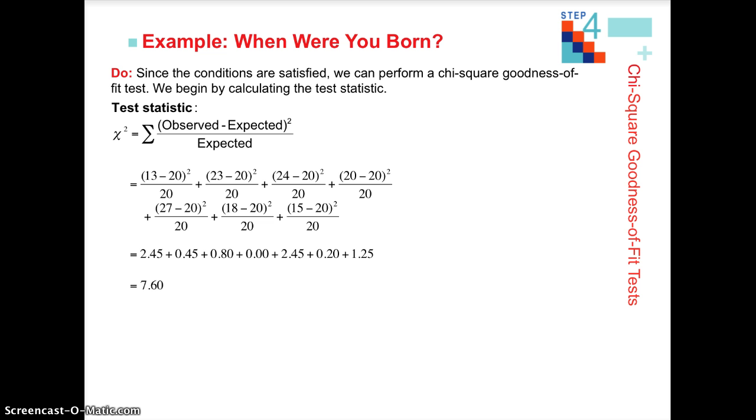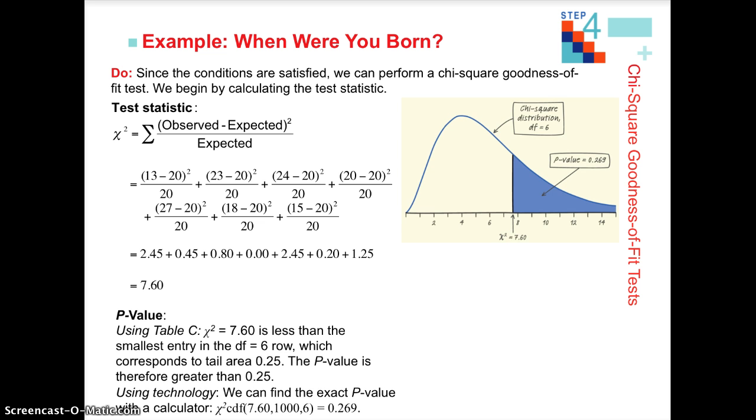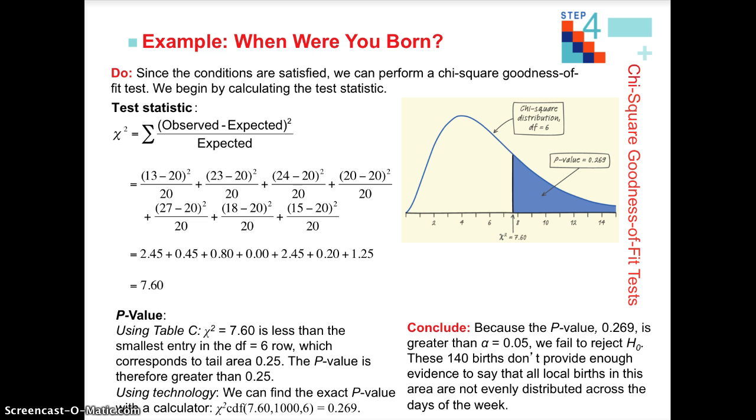The next part, if you remember, is we need to state our degrees of freedom, and then we need to find our p-value. So our degrees of freedom is going to be 7 minus 1, or 6. We're going to go to degrees of freedom row 6, and then we're going to look for our chi-square test statistic. And we find that our p-value is 0.269. We had chosen an alpha of 0.05. So our p-value is larger, which means that we do not have enough evidence to reject the null hypothesis.